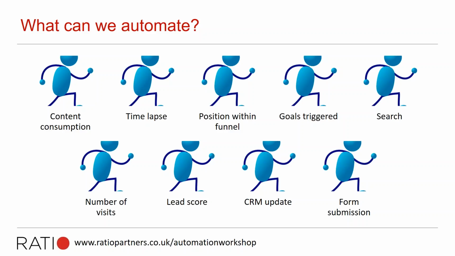But some of the basic and common things that a lot of clients look to automate are things like content consumption. What content are people viewing on the site, and therefore can we trigger emails based on a contextual conversation based on their interests, time lapse, position within the marketing funnel, goals triggered, search queries within site, the number of visits a user's having to someone's website, their lead score, a CRM update. Has a sales guy gone out to meet a client recently and updated their CRM file, and can you link that to the automation system? Yes, you can. And form submission. These are some of the common ones, but there's actually dozens and dozens more.